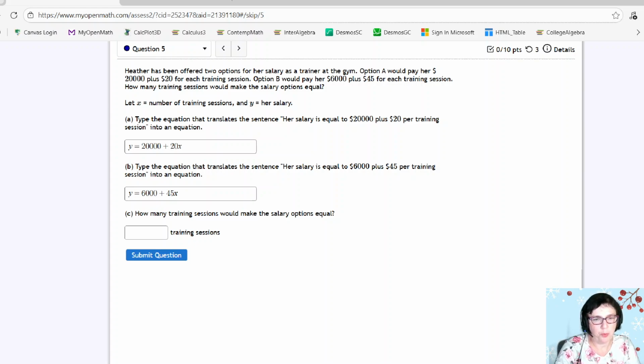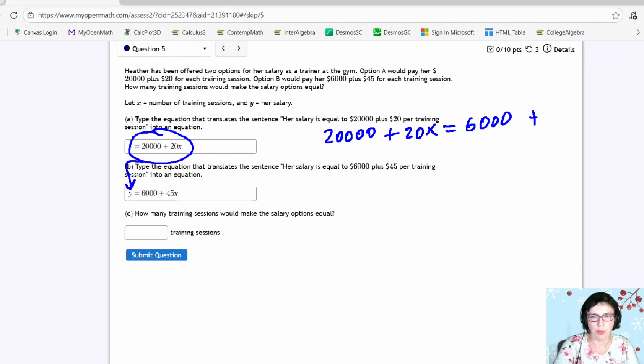Do you see that both of these are equal to the same y? What you can do is take the expression for y and substitute it in place of y. What are you going to get? You're going to get 20,000 plus 20x equal to 6,000 plus 45x. How would I solve this for x?